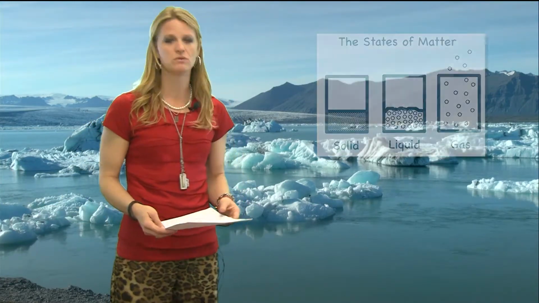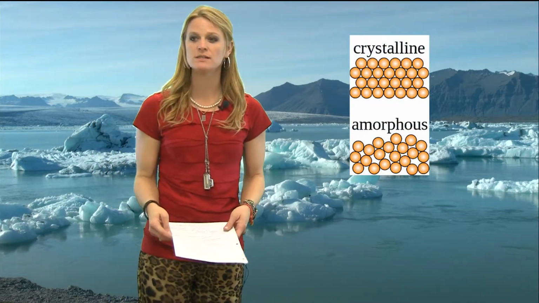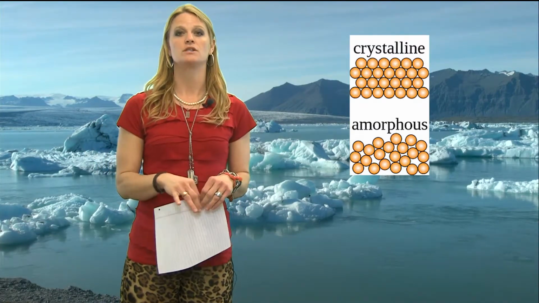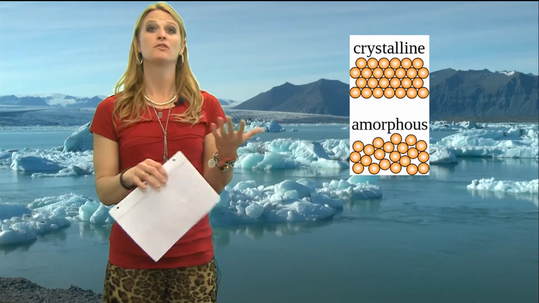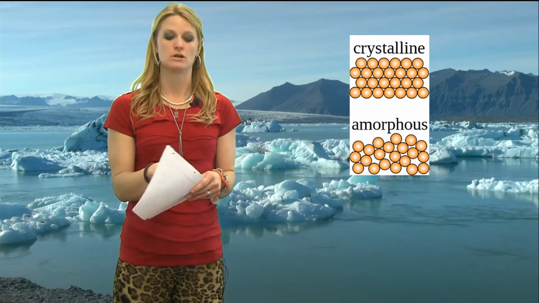Now we're going to talk about two classifications of solids. The first is a crystalline solid. Crystalline solids are made of crystals, and they're arranged very orderly, very geometric. It kind of reminds me of a snowflake. Your snowflakes are very organized in the way that they are shaped.